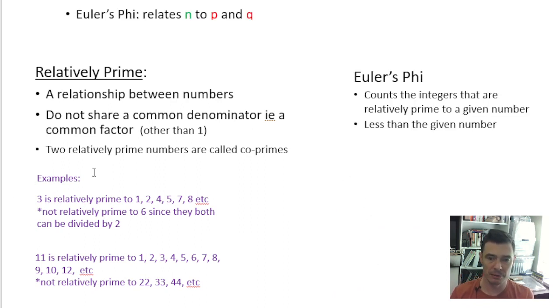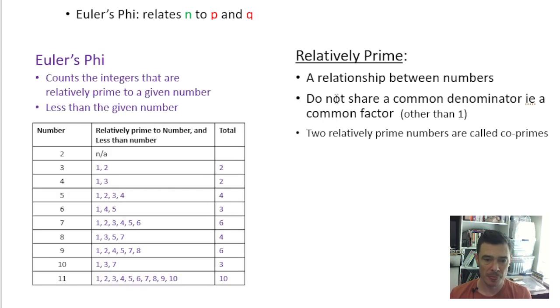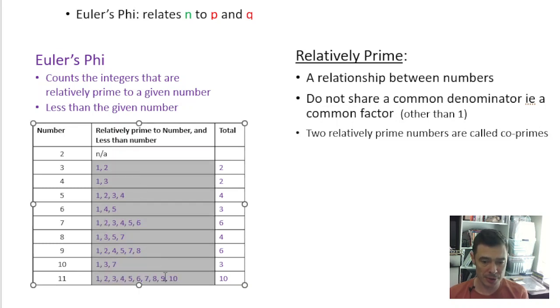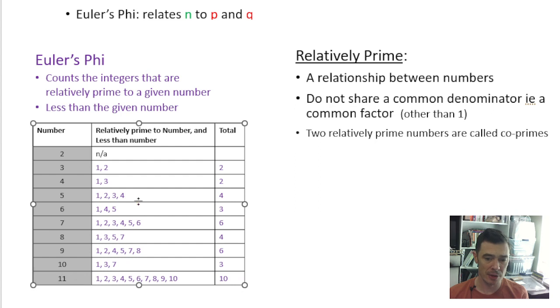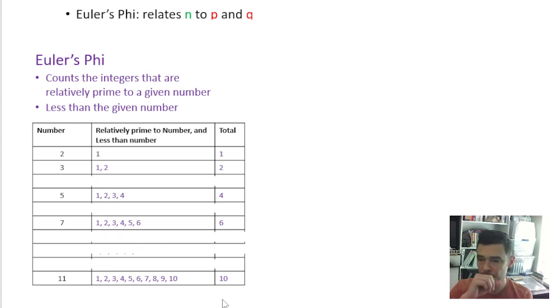And reshuffling the slide, this brings us to Euler's phi, which just counts the integers that are relatively prime to a given number, and we're going to look at an example of this. This is Euler's phi for several numbers. These are all the numbers that are relatively prime, here in this column on the left, and this is the total count of those numbers that are relatively prime to it.